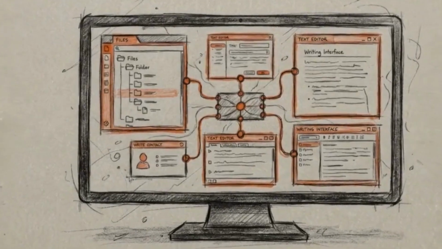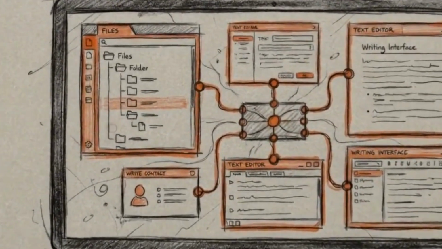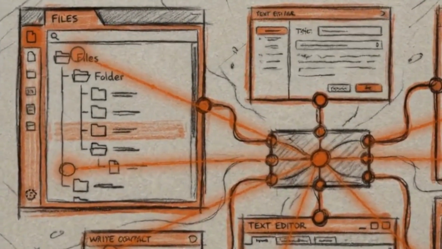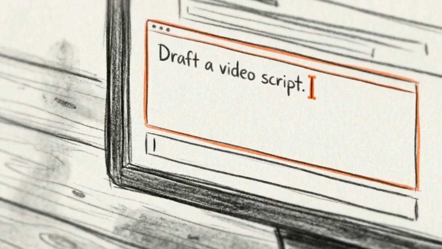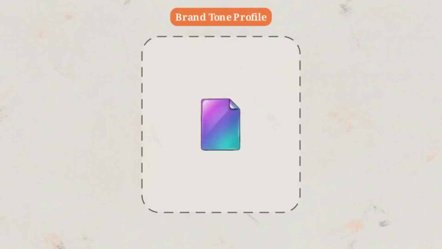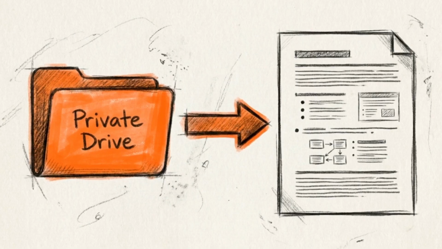While many still treat AI as a basic search box, the most effective setups in 2026 operate as interconnected digital ecosystems. By the end of this workflow, you will be able to type a single short sentence and have the AI automatically apply your brand's unique tone, pull data from your private documents, and format the output perfectly.